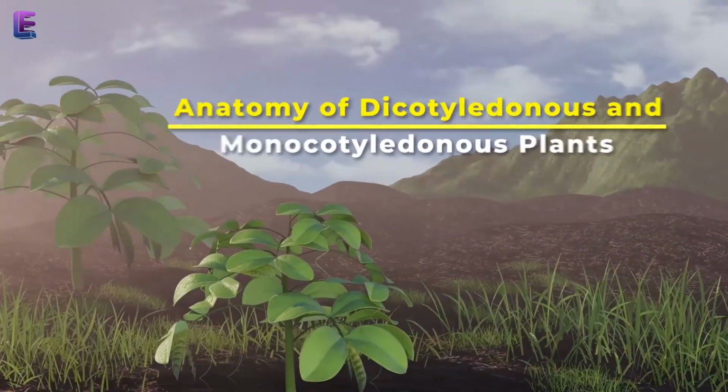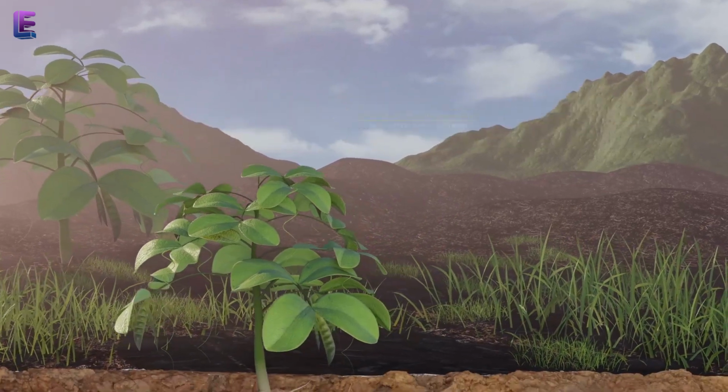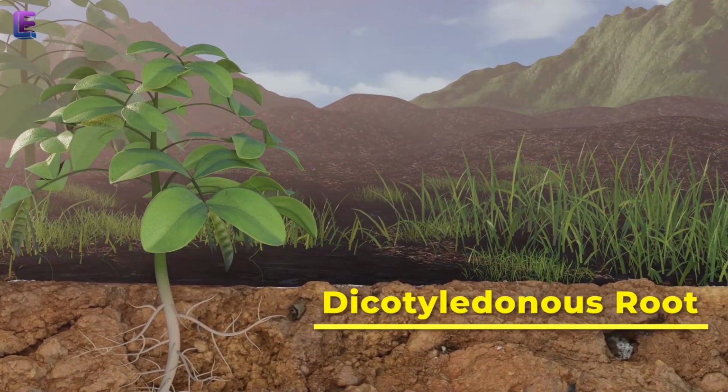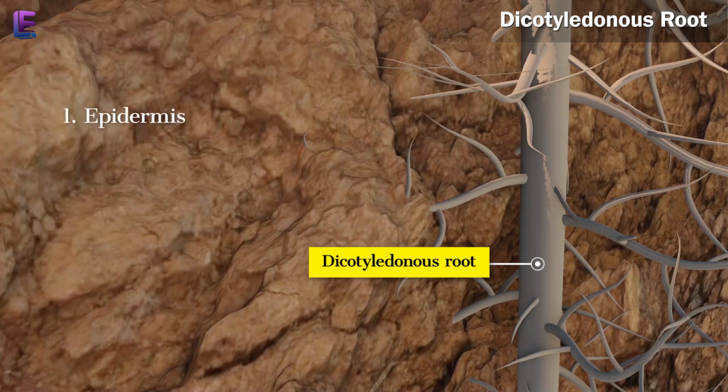Anatomy of dicotyledonous and monocotyledonous plants. Dicotyledonous root. There are three main parts of a dicotyledonous root. These are 1. Epidermis, 2. Cortex, and 3. Stele.